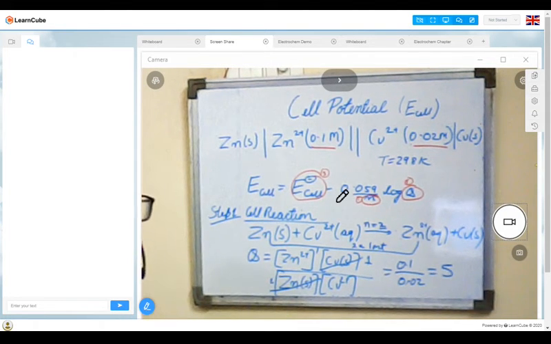So now the next step is to calculate E cell. Okay, now I will show you how to calculate E cell. Earlier also I showed you how to calculate E cell.